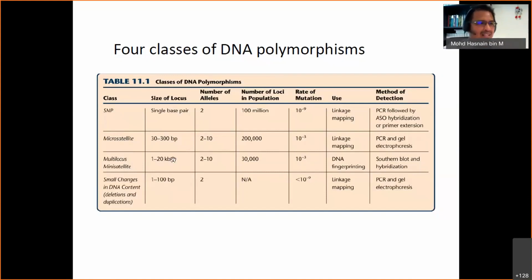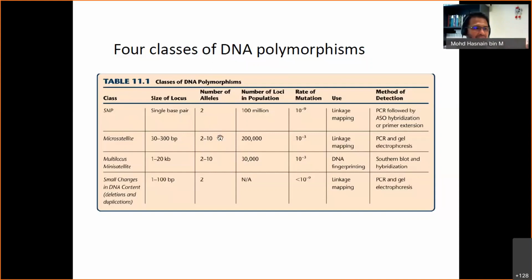Okay, so the size is 1 base pair. The number of alleles is only 2. Whether it's A-T or G-C, isn't it? And then microsatellite, you can have different alleles, 2 to 10, meaning to say that for SNP, if there are 10 individuals in the room, we can only have 2 different types of differences between the 10 of us.